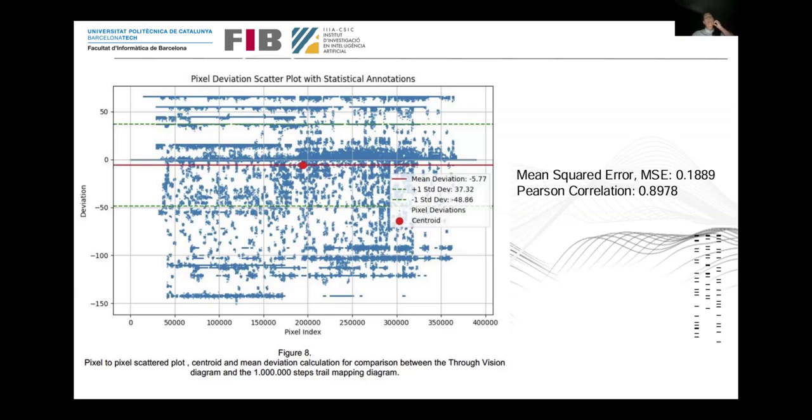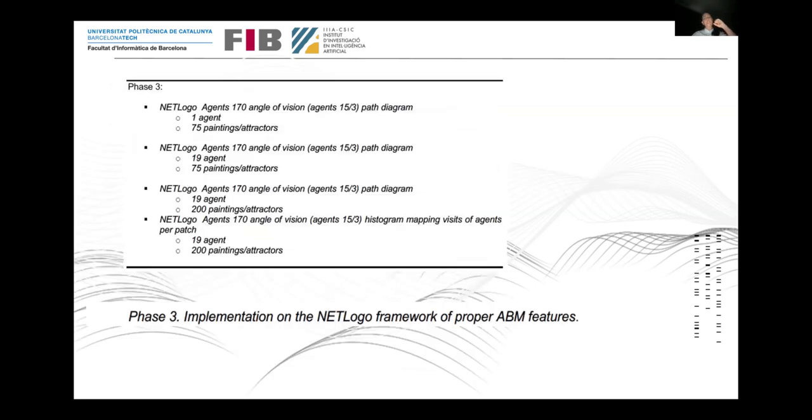So what we see is that the Pearson correlation was pretty similar to the one that he obtained when comparing his agents with the through vision diagram results. So that was very interesting for us. And then the scatter plot of the pixel to pixel deviation showing the centroid of the deviation. And then we jump into our very last phase.